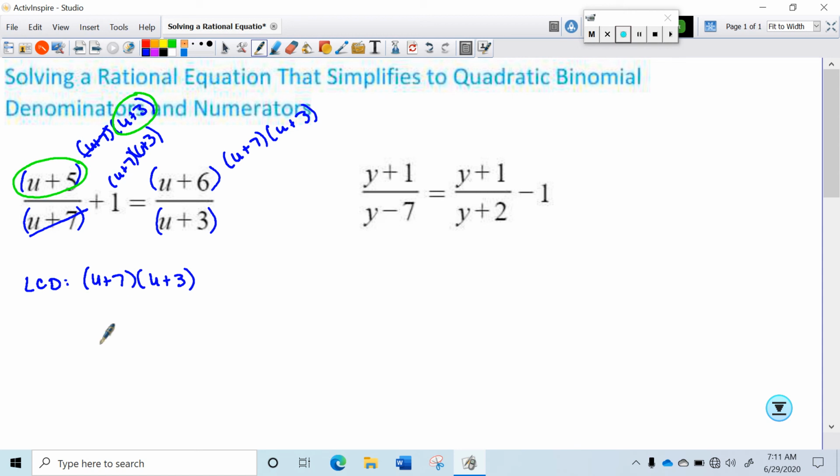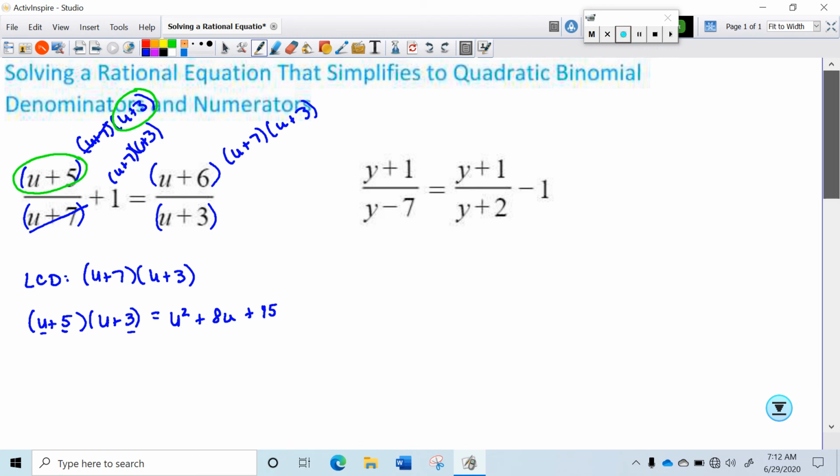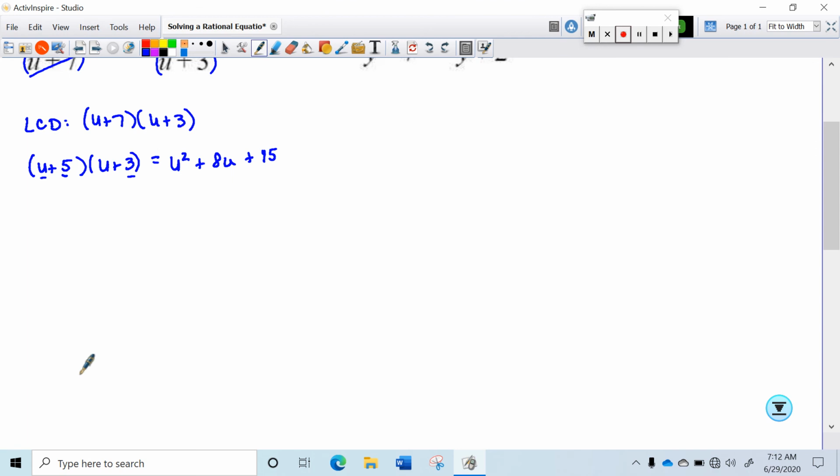So I'm going to come down here and find that. U plus 5 times u plus 3. You square the first term. You add the constants. 5 plus 3 is 8. Put the u with that. And then you multiply the constants. 5 times 3 is 15. Now you can only use that trick if u doesn't have a number in front of it. So this first term is, let me write it down here a little bit. I'll give myself some space to work. U squared plus 8u plus 15.